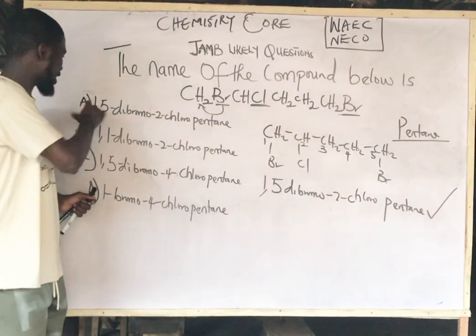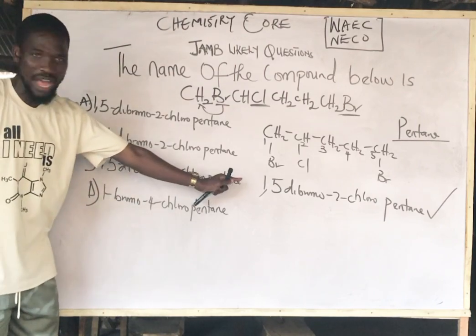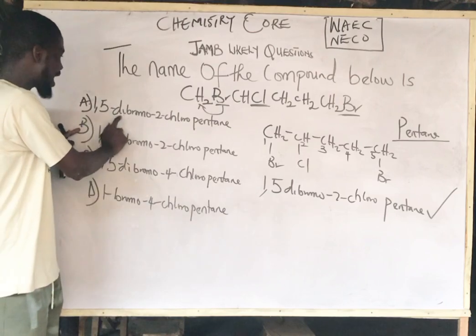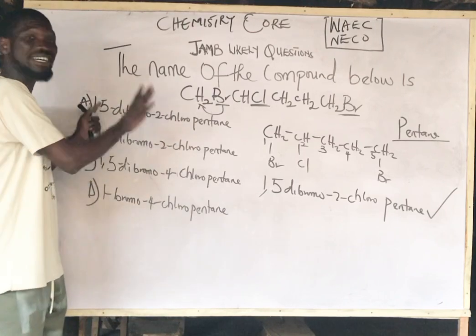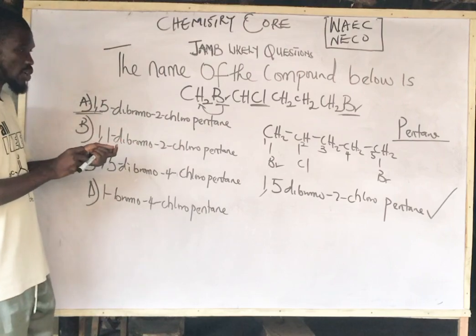Now, let's take a look at what we have on the whiteboard together. Option A pictured what we have on that place. That is our solution. 1,5-dibromo-2-chloropentane. That is the correct answer. So, guys, option A is the correct answer.